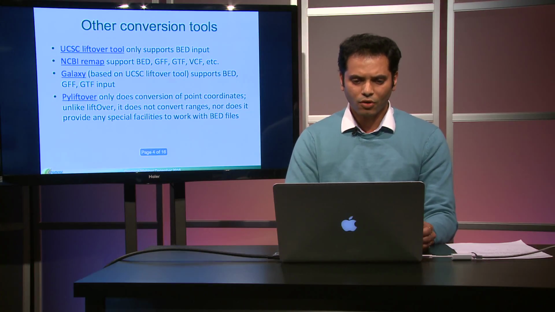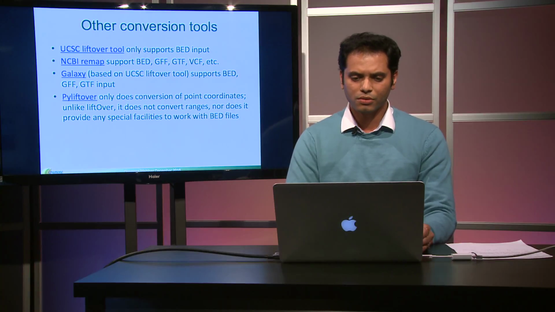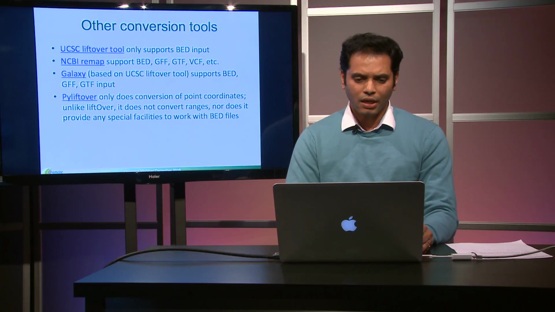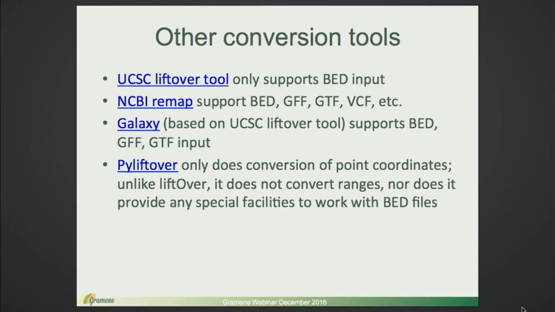CrossMap is just one of the tools. There are many other conversion tools, each with its pros and cons. We have the UCSC liftOver tool that supports only BED as an input. Then you have the NCBI Remap, which has many other formats that you can use as an input. Galaxy, the platform, also hosts a few conversion tools. And then you have PyLiftover, which basically does a point conversion.